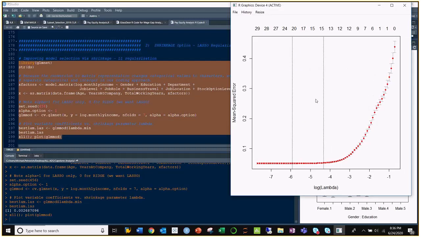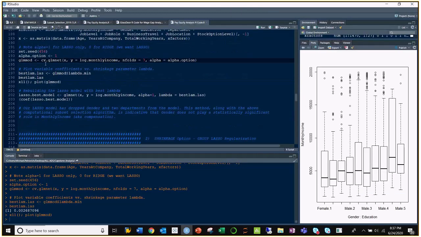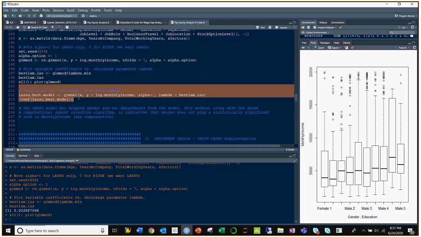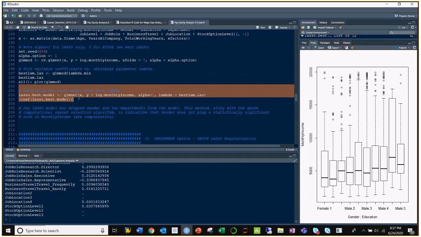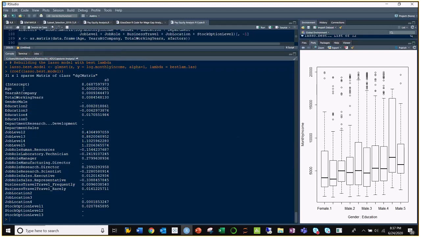All right, so here we have the algorithm at work, and it's identifying the lambda, essentially, and how many variables are going to reduce the mean square error right at the elbow, if you will. But really what we're interested in again is the coefficients. So let's take a look at what model it has landed on. So what we have here is the new model.